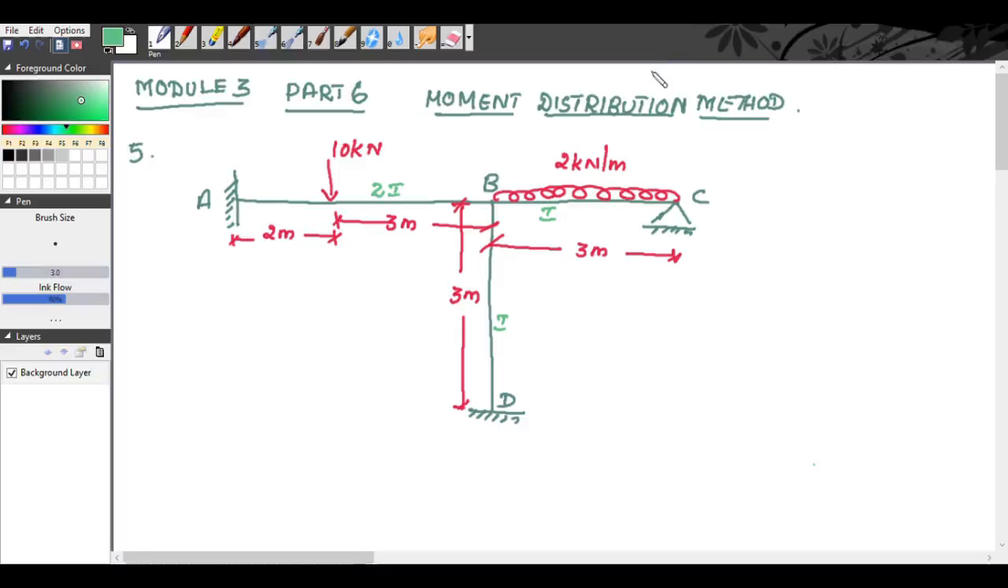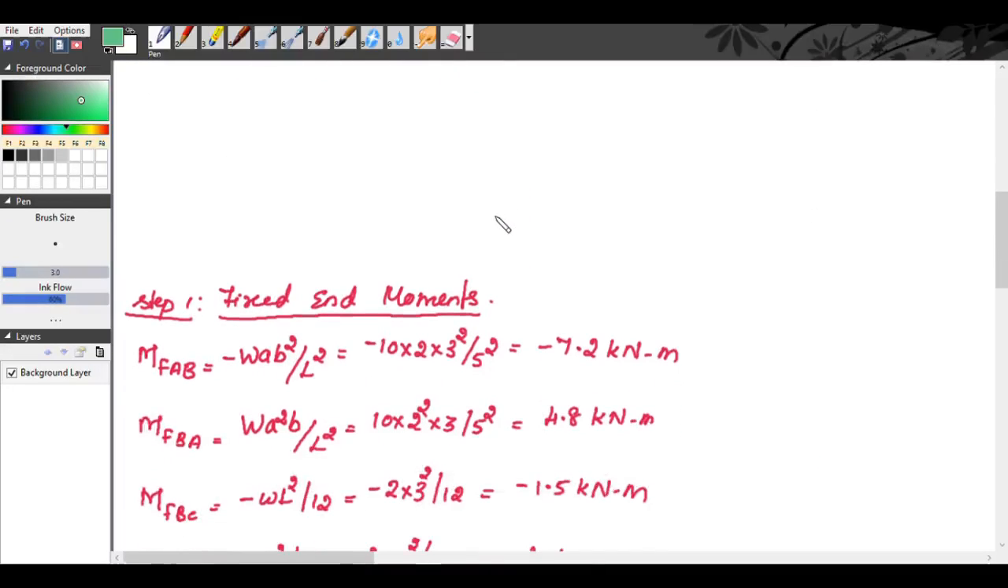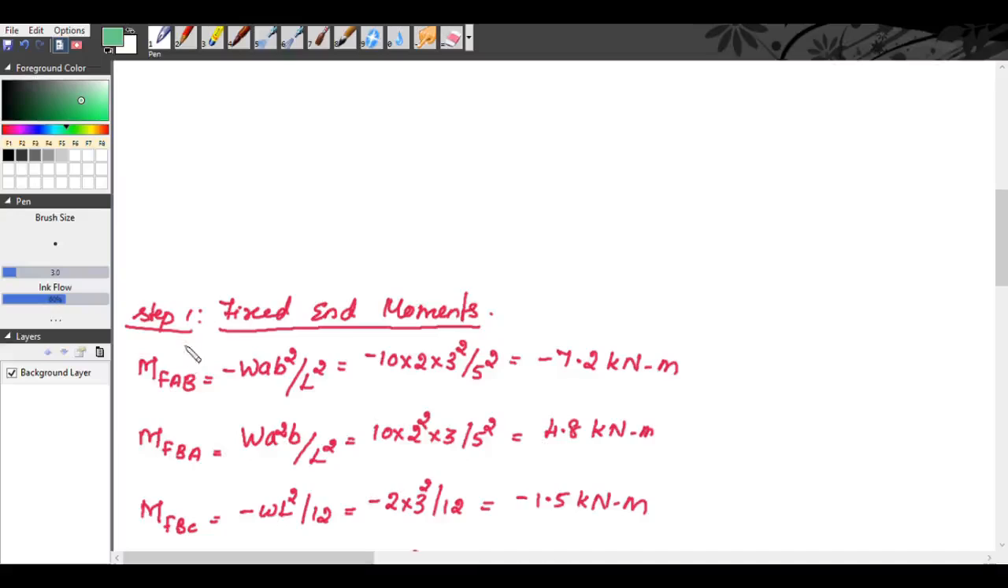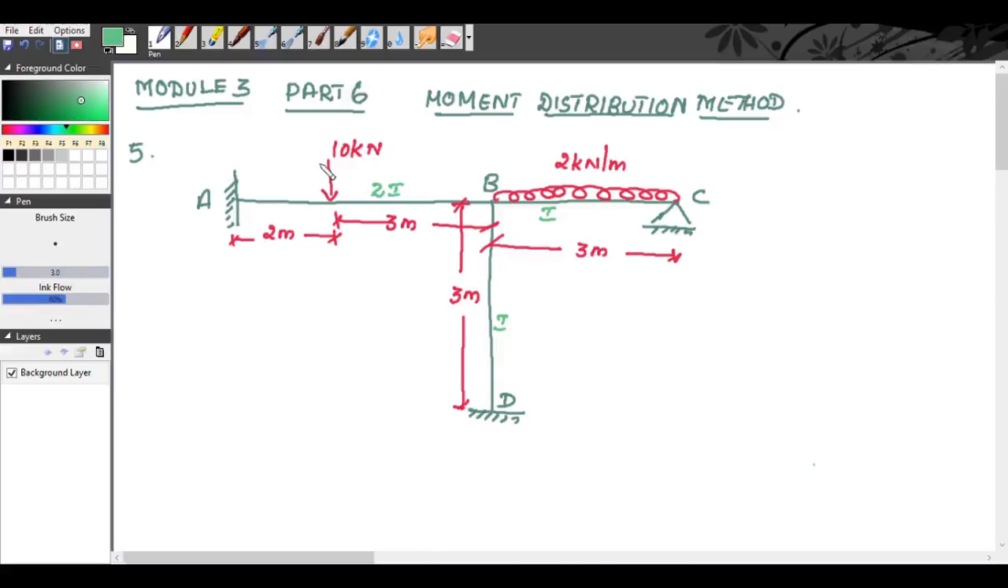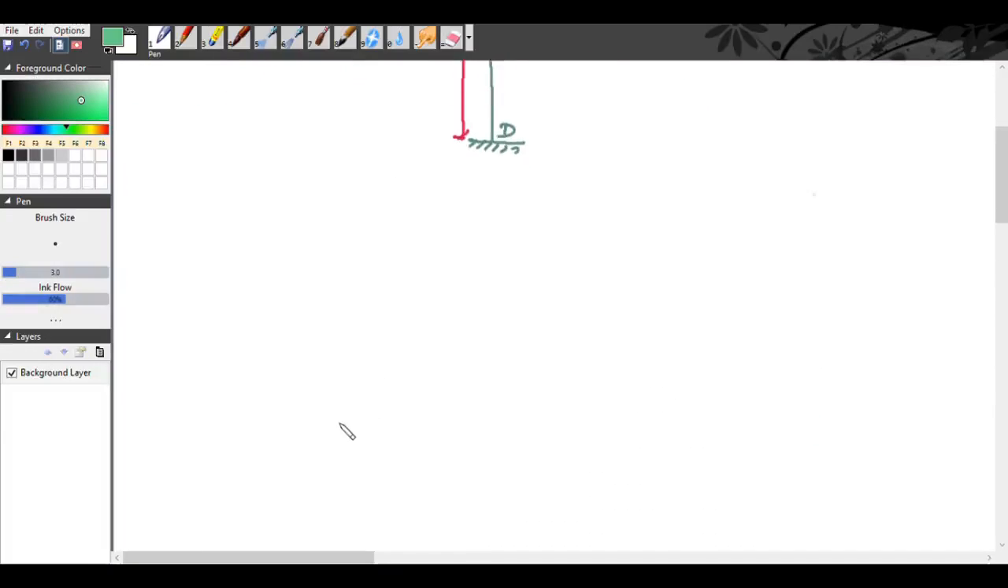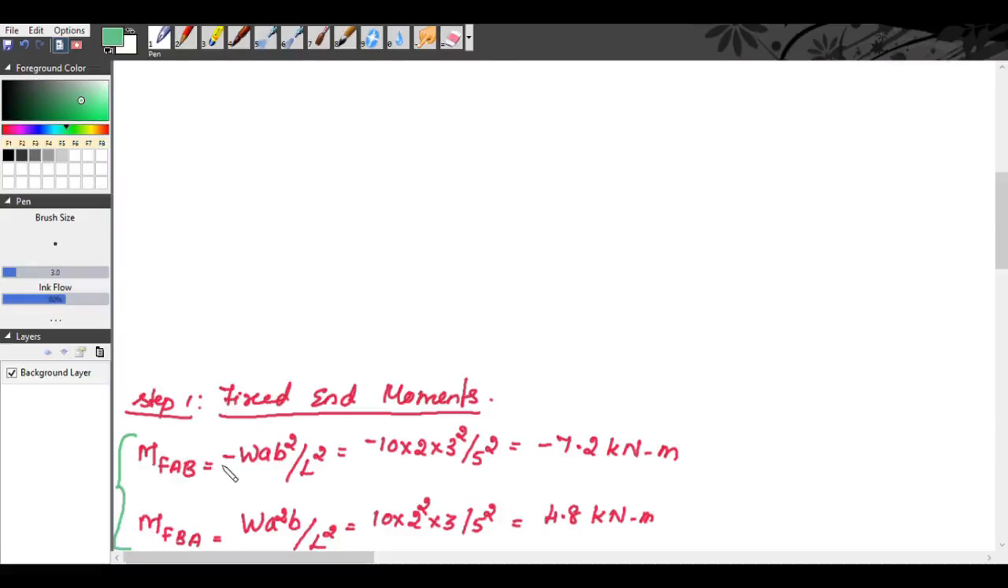Okay. So now, as usual, our first step is finding the fixed end moments. We know the formula for finding the fixed end moments if it is a UDL, right? So first of all, fixed end moments for the span AB. For the span AB, we have two fixed end moments, at end A and at end B. So MF AB is equal to, we have a concentrated load acting at a distance of 2 meters from A.